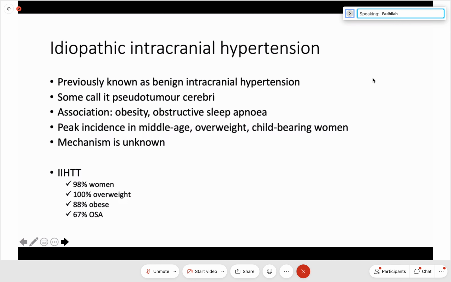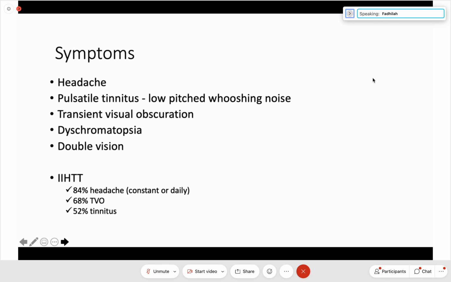According to the Idiopathic Intracranial Hypertension Treatment Trial, which was published in 2014, 98% were women, and 100% were overweight. You remember the BMI classification, right? So 100% were overweight, among which 88% fall under the obese category. And 67% of these patients had obstructive sleep apnea. So that's very significant. Must be asked.